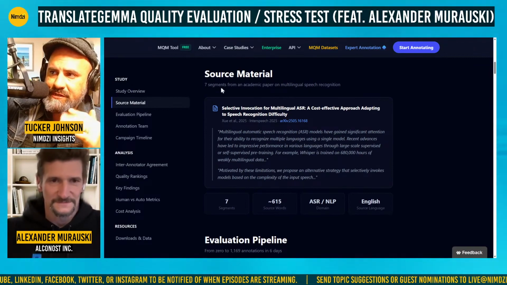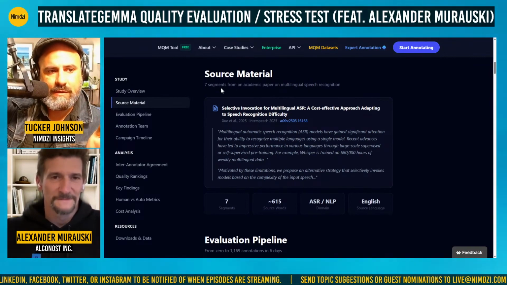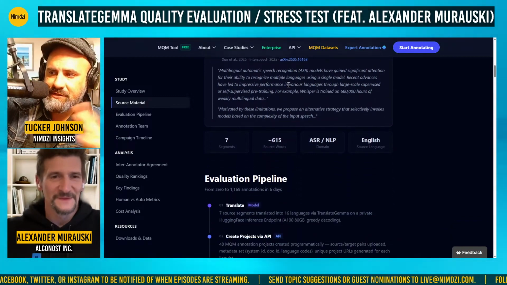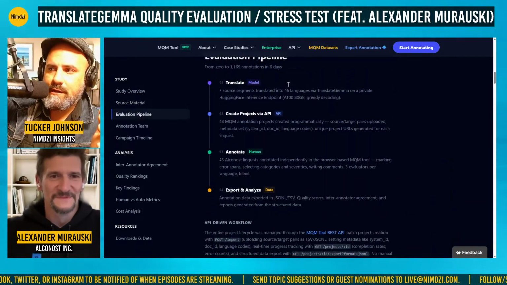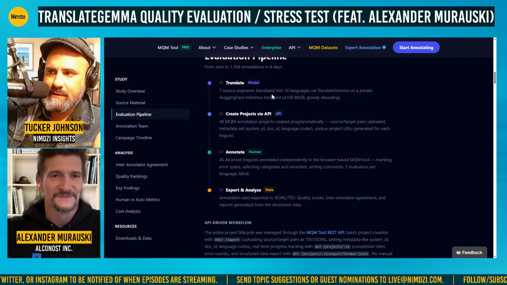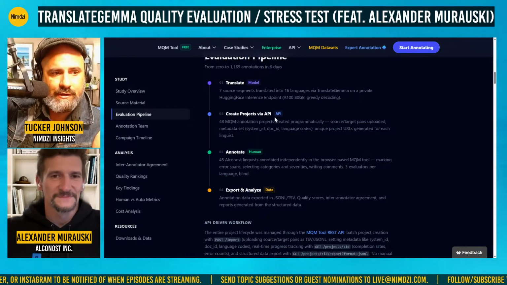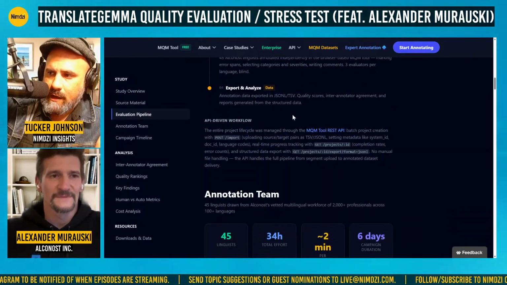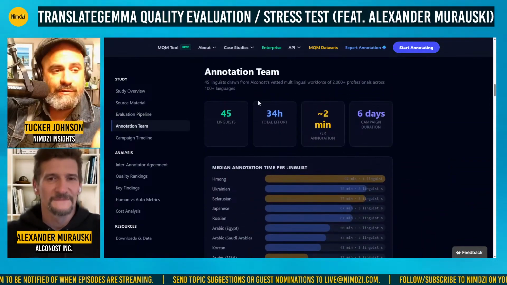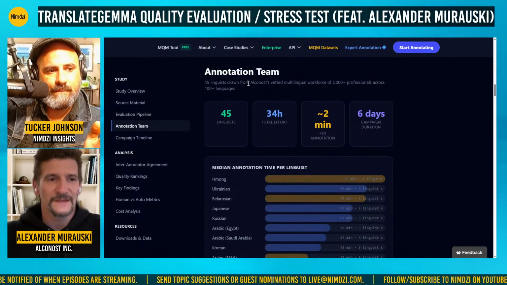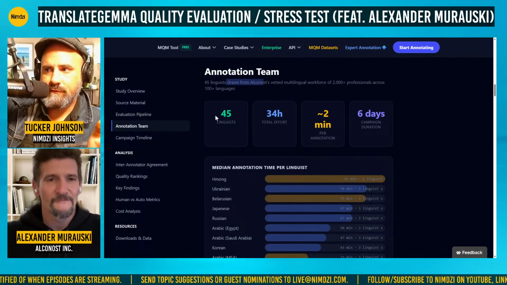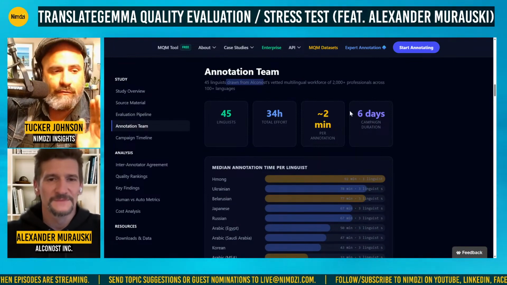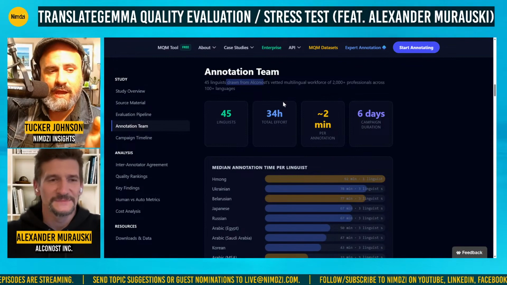You chose 7 different segments from an academic paper, and the academic paper was about multilingual speech recognition, just to be meta. You translated it using the LLM Google Gemma, and then you exported it and analyzed it with human reviewers, right? Yes, under the MQM framework. So 45 different linguists spent a total of 34 hours over 6 days to analyze the output.